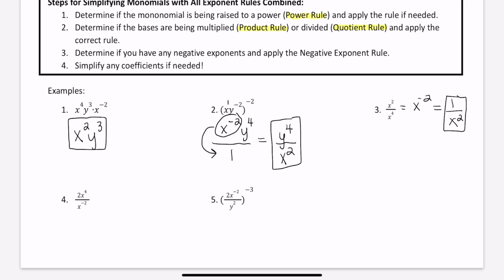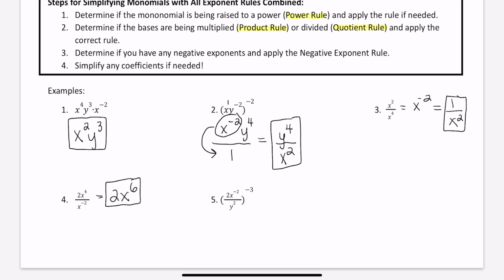Okay, in example 4, I have 2x to the power of 4 over x to the power of negative 2. So I don't have a power rule, but I do have a quotient rule. I'm dividing like bases of x's. Those are being divided. So here, this is going to turn into 2 times x to the power of 4 minus negative 2, which is 6. Looking at my simplified monomial now, I don't have any negative exponents. I don't have any like bases that I am dividing or multiplying, and I don't have any coefficients that I can simplify, so this is going to end up being my final answer.